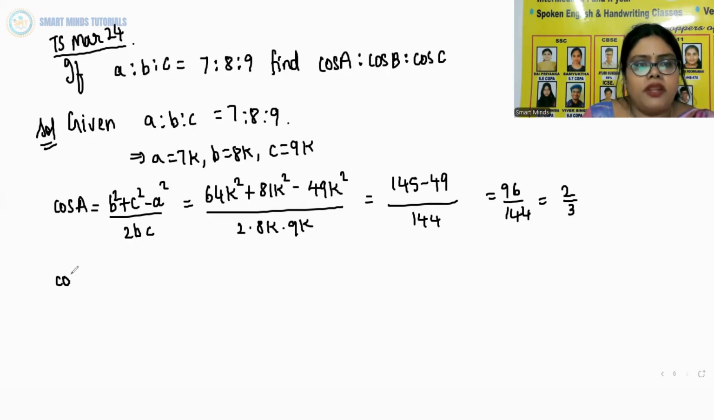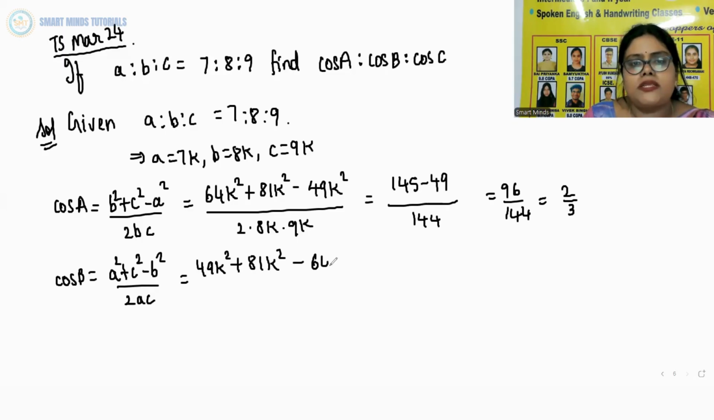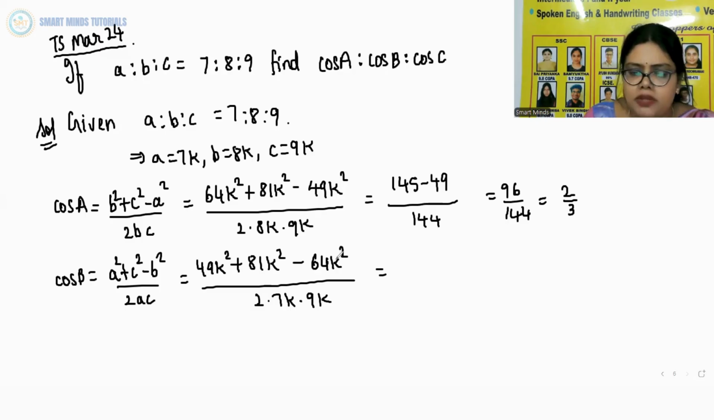Now the same way we will find out cos B. Cos B from cosine rule is (a square plus c square minus b square) by 2ac. So a square is 49k square, plus c square is 81k square, minus b square is 64k square, by 2 into 7k into 9k. So 49 plus 81 is 130. 130 minus 64 is 66 divided by 126. That is equal to 11 by 21.